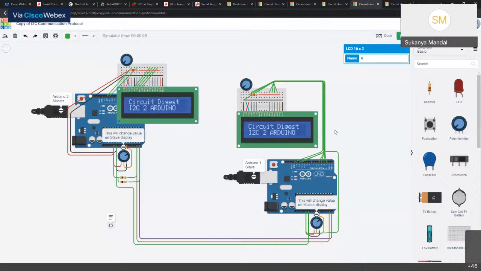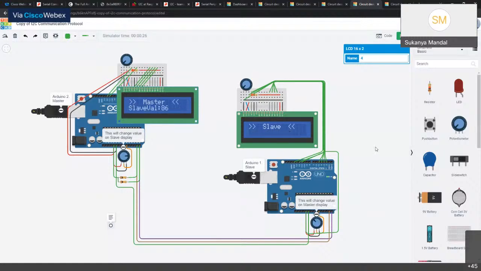So once we start the simulation, so you see, this is the master, this is the slave. So once we change this value here, you see the slave value changed. Okay. And once we change the value here, you see the master value is changing.